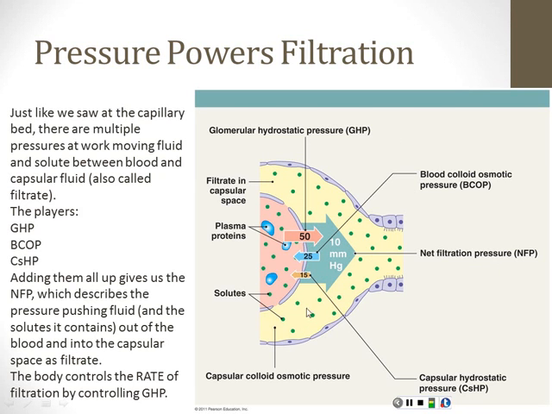Because if we look at our players here, the GHP can change. The colloid osmotic pressure and the capsular hydrostatic pressure can't. They're sort of set. They don't change. So the only way we can turn this up or down is by changing this variable, the hydrostatic pressure. And that's exactly what the body does, because, as we'll see in a minute, there's a couple of different levels of control that work on this.